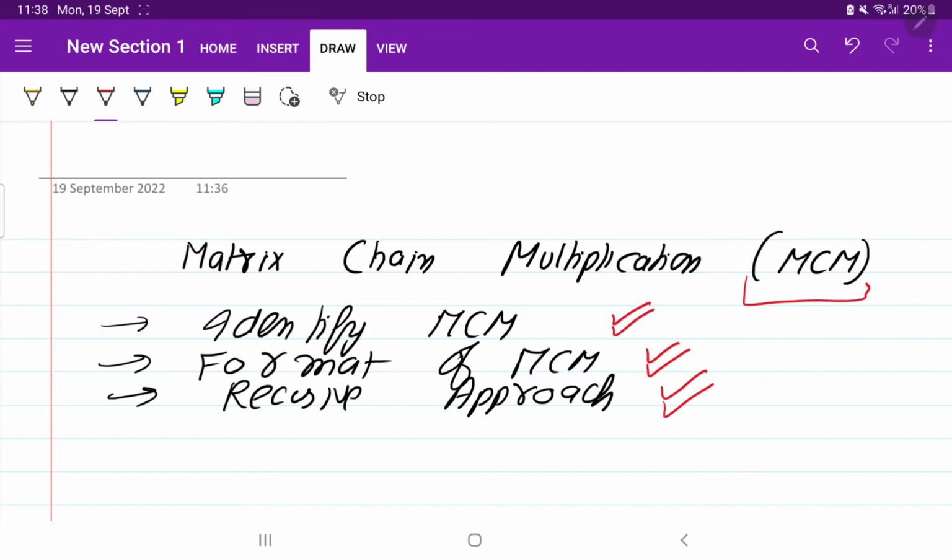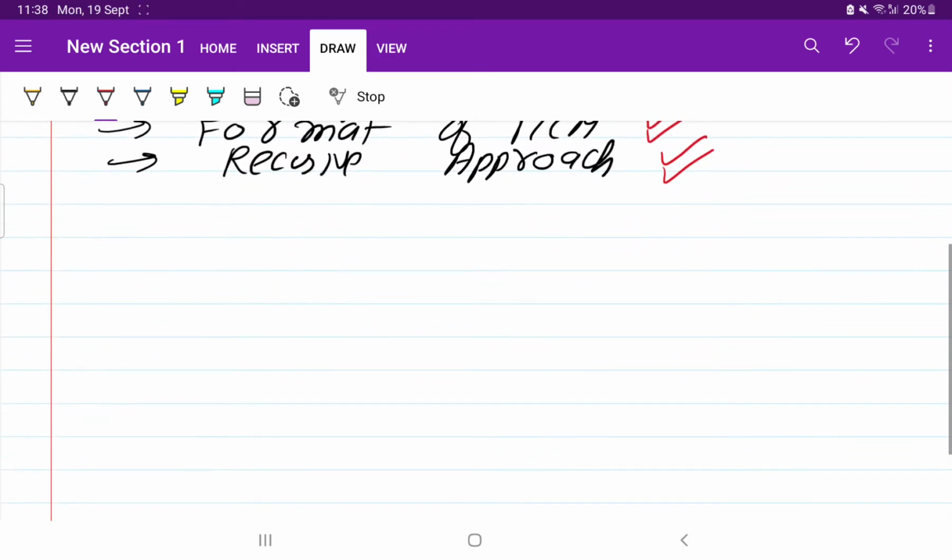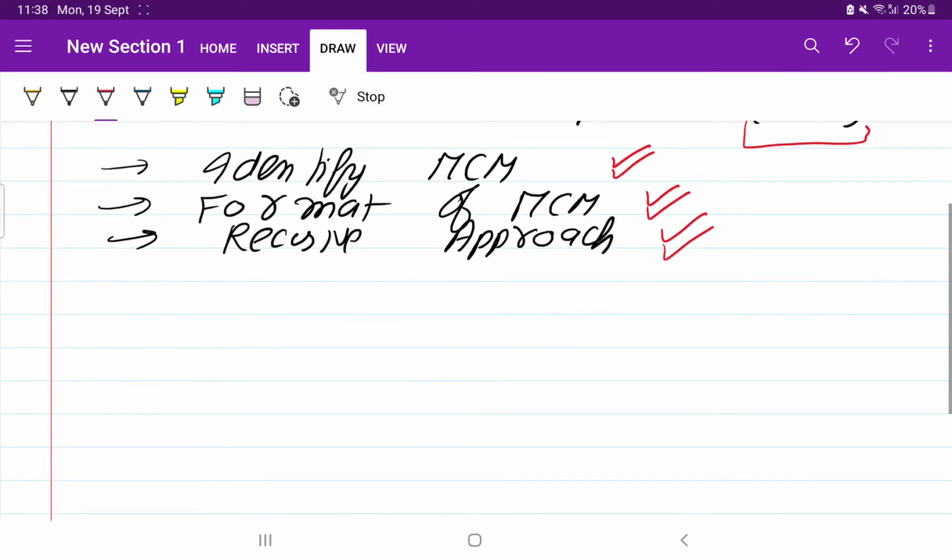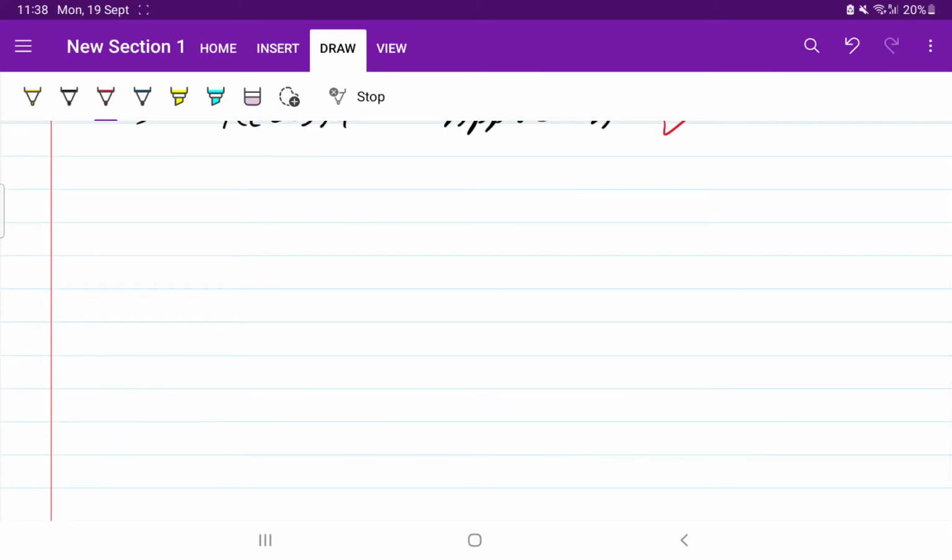So basically MCM identification means where you are going to use the MCM concept. Whenever you watch a question, sometimes I will tell you a few things. If you get those few things, the thought should strike your mind that yes, we can use the MCM concept here. Perfect. So let us use the identification.